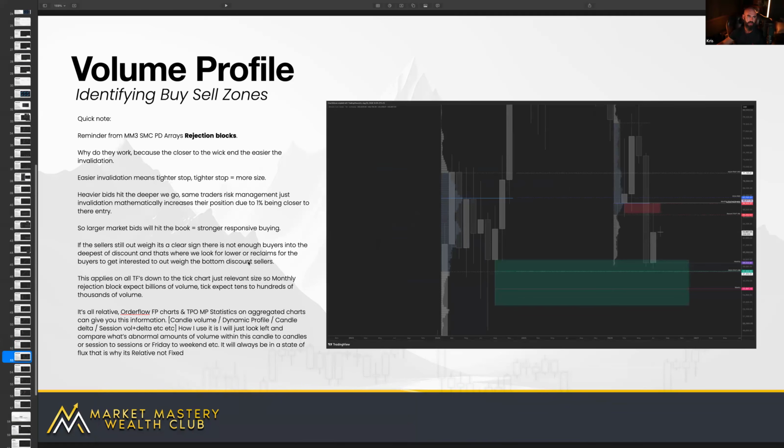So this is a quick note about rejection blocks. You learn them, the PD array stuff that we actually learn in the course. Why do they work? Because the closer to the wick end, the easier the invalidation.